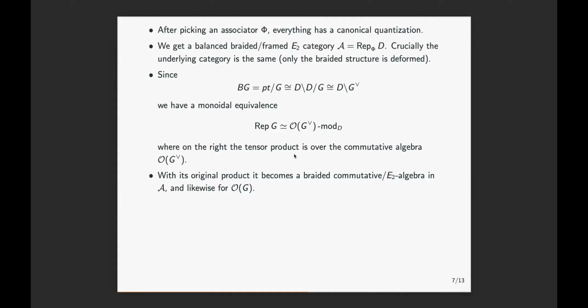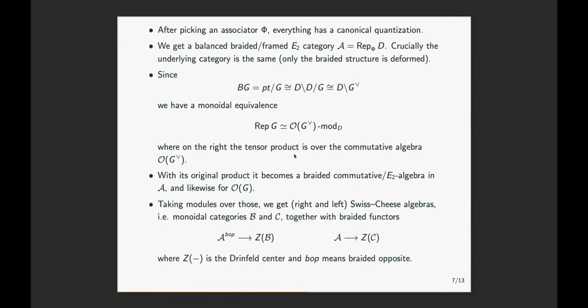Anyway, so you get this braided commutative algebra in A, which means that it's commutative up to the action of the braiding. And basically, the thing you want to be true is true, meaning that modules of such a thing form a monoidal category. And it's actually better than that. It's what's called a Swiss cheese algebra, which means that if you take this category of modules, you will get a monoidal category B. And then you can take this Drinfeld center, which again, I think many of you are familiar with. This is basically a way to produce a braided monoidal category out of a monoidal one.